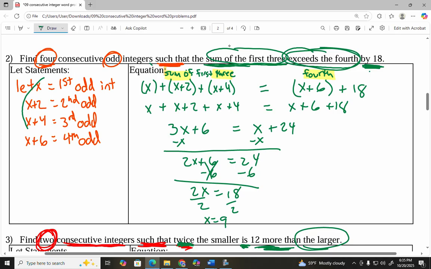So that's also another nice thing about these consecutive integer problems. If it turned out to be even, I know I made a mistake. If it turns out to be a decimal, I know I made a mistake. We could go back to our let statements now. The first one is 9, 11, 13, and 15. And those are our integers. So this exceeds stuff you just got to be careful with. Next, I want to do number 7.